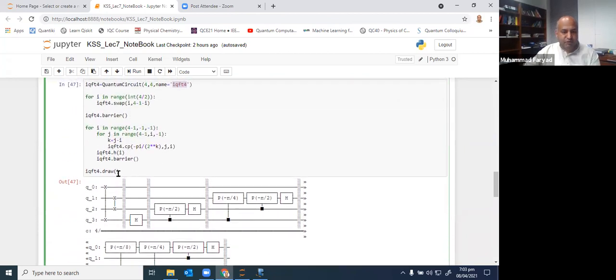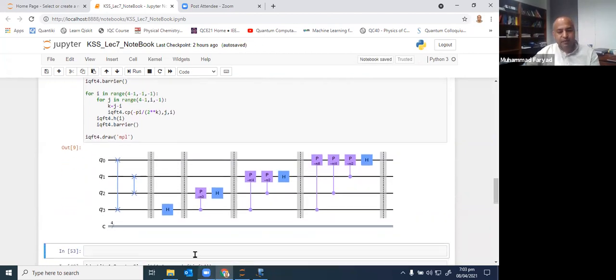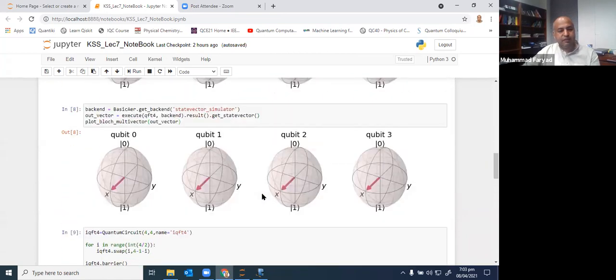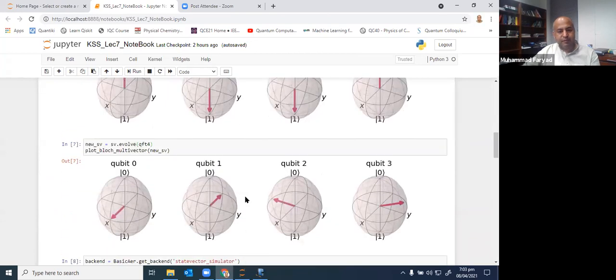Let me plot it using matplotlib to make it appear slightly better. Okay, so here you see that this circuit is a reversal of this circuit that I have written here.